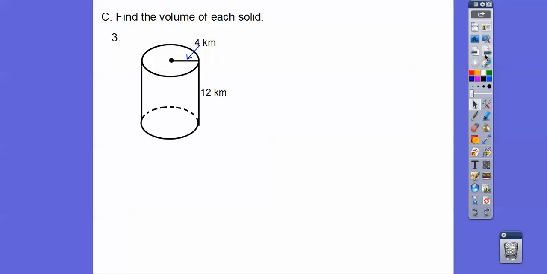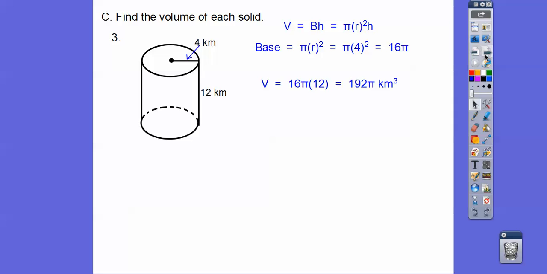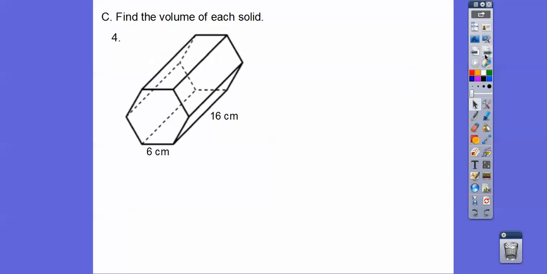All right, so here, this is base times height, so the base is a circle, so a circle is pi r squared, and then times the height, so really easy, you guys. Pi r squared is 16 pi, times that 12 is 192 pi kilometers cubed. I did not get a decimal on that, but whatever that is, I don't have a calculator handy.